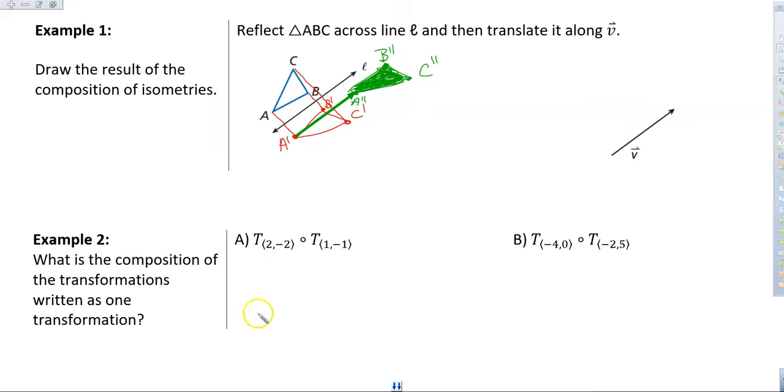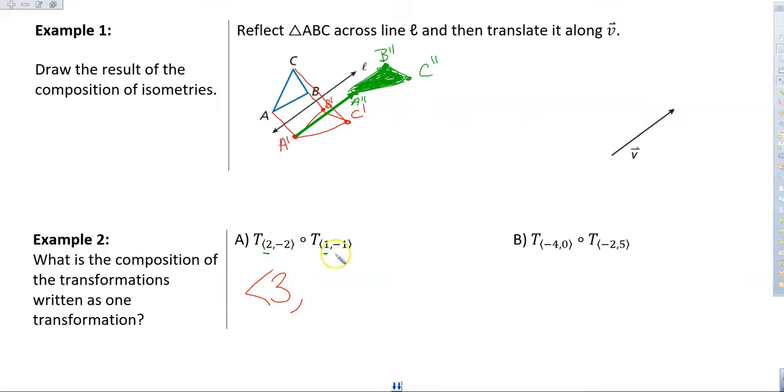So the next thing that I can do, particularly with translations, is that I can write the translations as one transformation. So if I'm doing multiple translations, if I'm going to take my figure and I'm going to go 2 to the right and 2 down, but then I'm going to go 1 to the right and 1 down. Well, basically what I'm doing here is I'm going 2 to the right and 1 more to the right, which means I'm going a total of 3 to the right. So it's a positive 3.